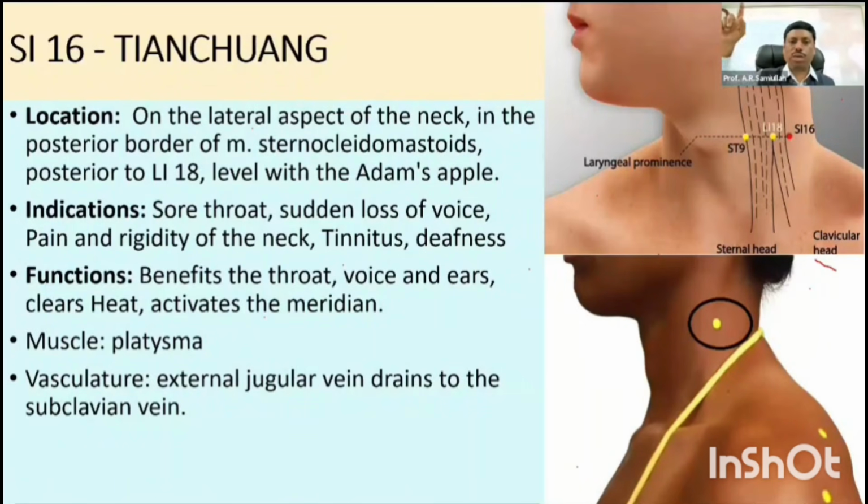The point is located 3.5 chun lateral to the Adam's apple, on the posterior border of the sternocleidomastoid muscle, the SCM muscle, right? This point is located 3.5 chun lateral. 3 chun lateral is LI18. 3.5 chun lateral is SI16, which is called Tian Chuang.